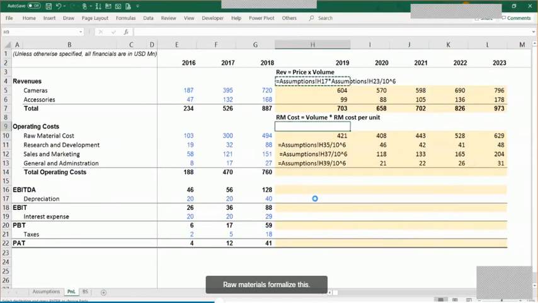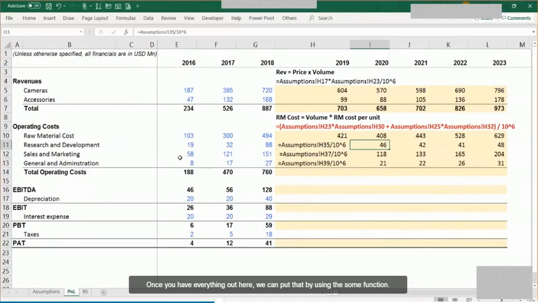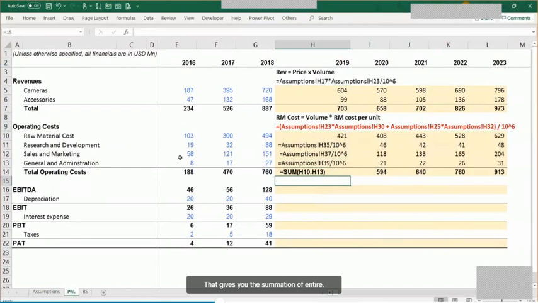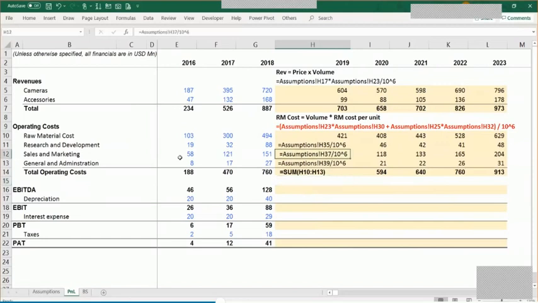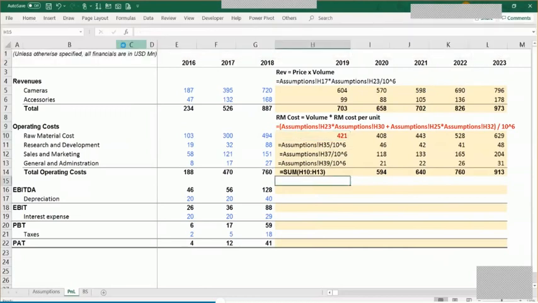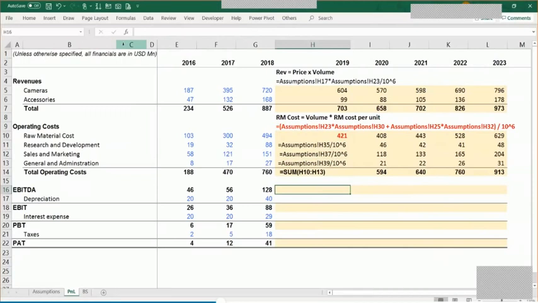The formula is this. Once you have everything out here, you can put that by using the sum function out here. That gives you the summation of the entire operating cost. So this gives you the total operating cost, and we've also computed the total operating revenue, the delta of which is going to be EBITDA.